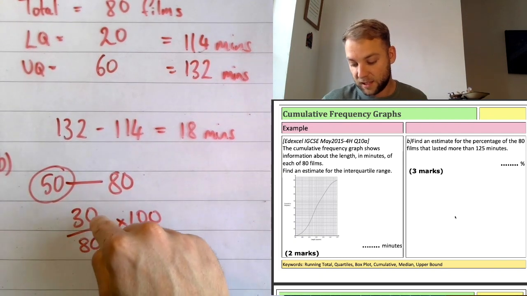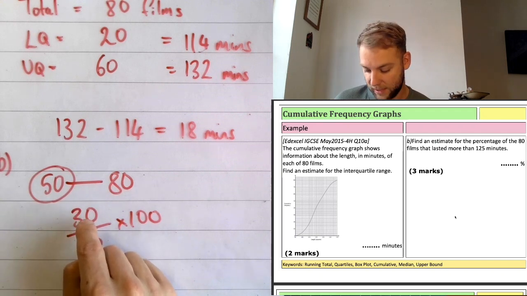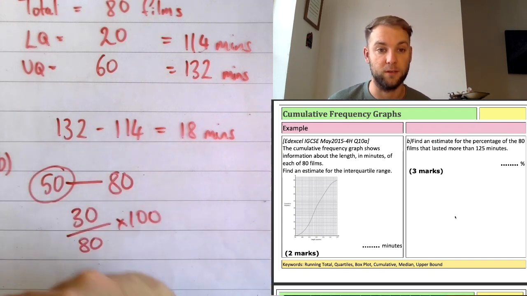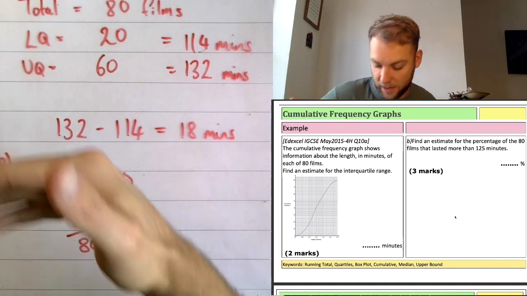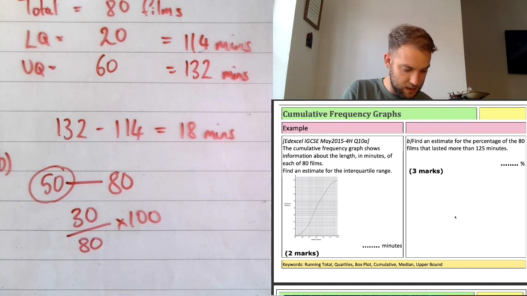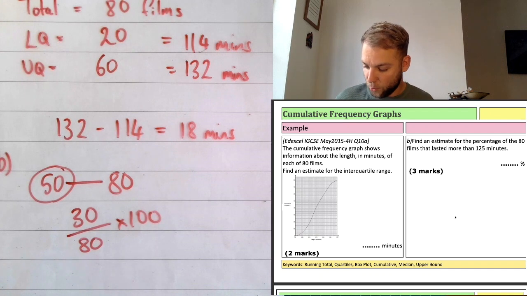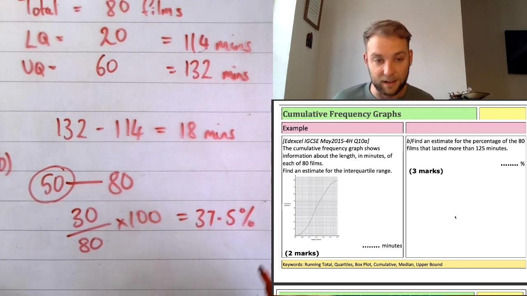So this is the amount of films which are longer than 125 minutes. This is the proportion of films, so 30 out of 80. And then to find the percentage, I times that by 100. So 30 out of 80 times by 100 is going to be 37.5%. Now, I'm probably miles out with that.